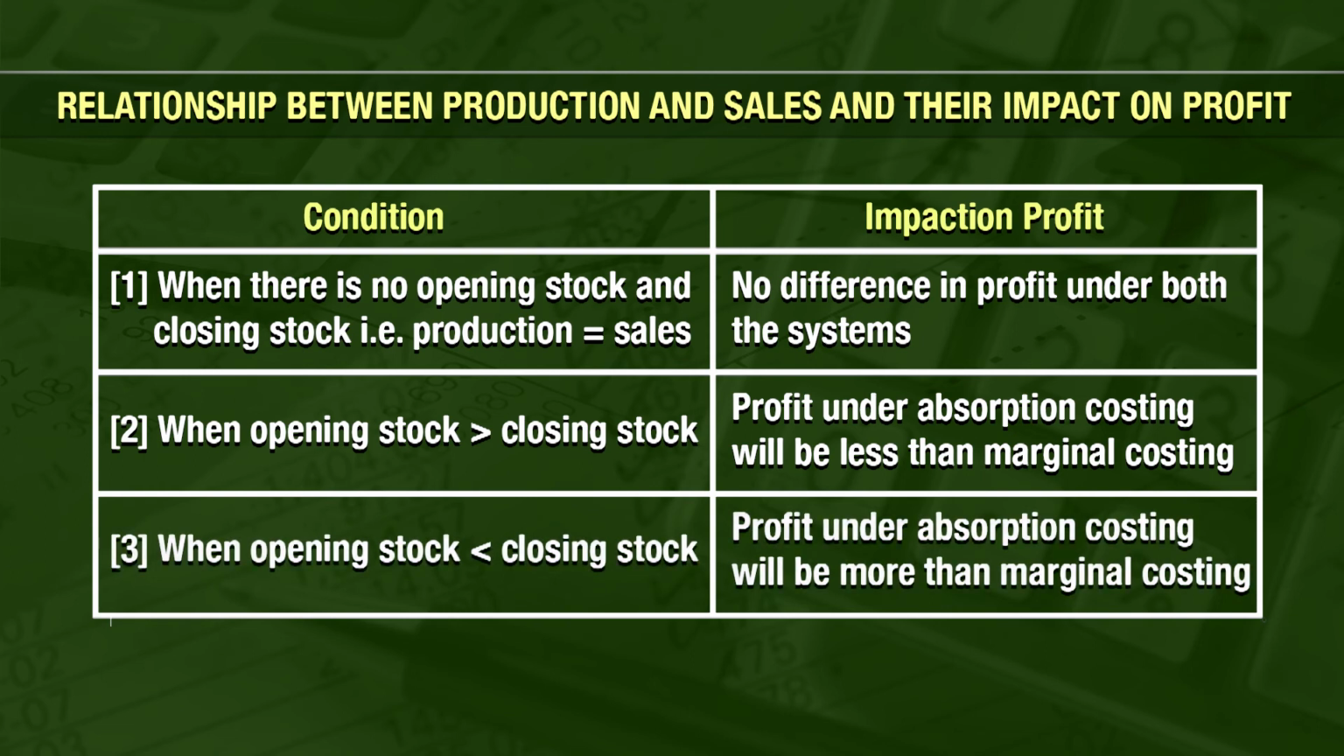In the third case, when the opening stock is less than the closing stock, the profit under absorption costing will be higher than that of the marginal costing system. Obviously you will have a question in your mind: when these two different profits are determined, then what is the use of this kind of system?